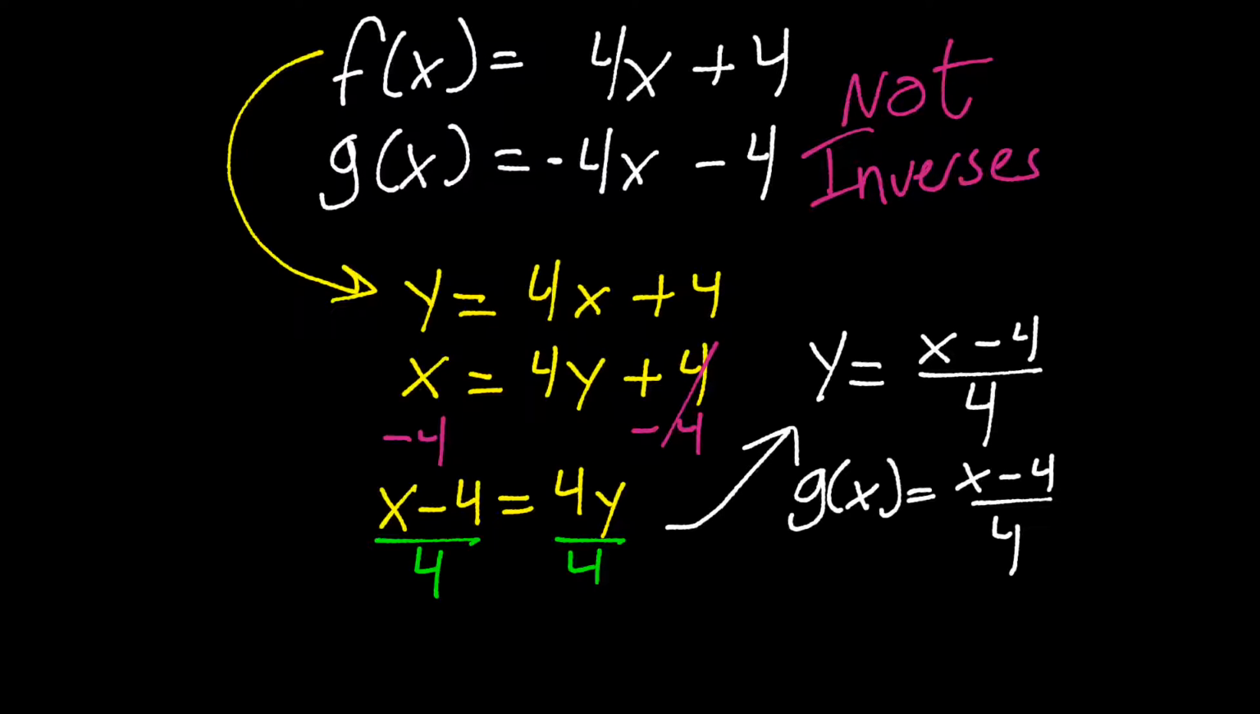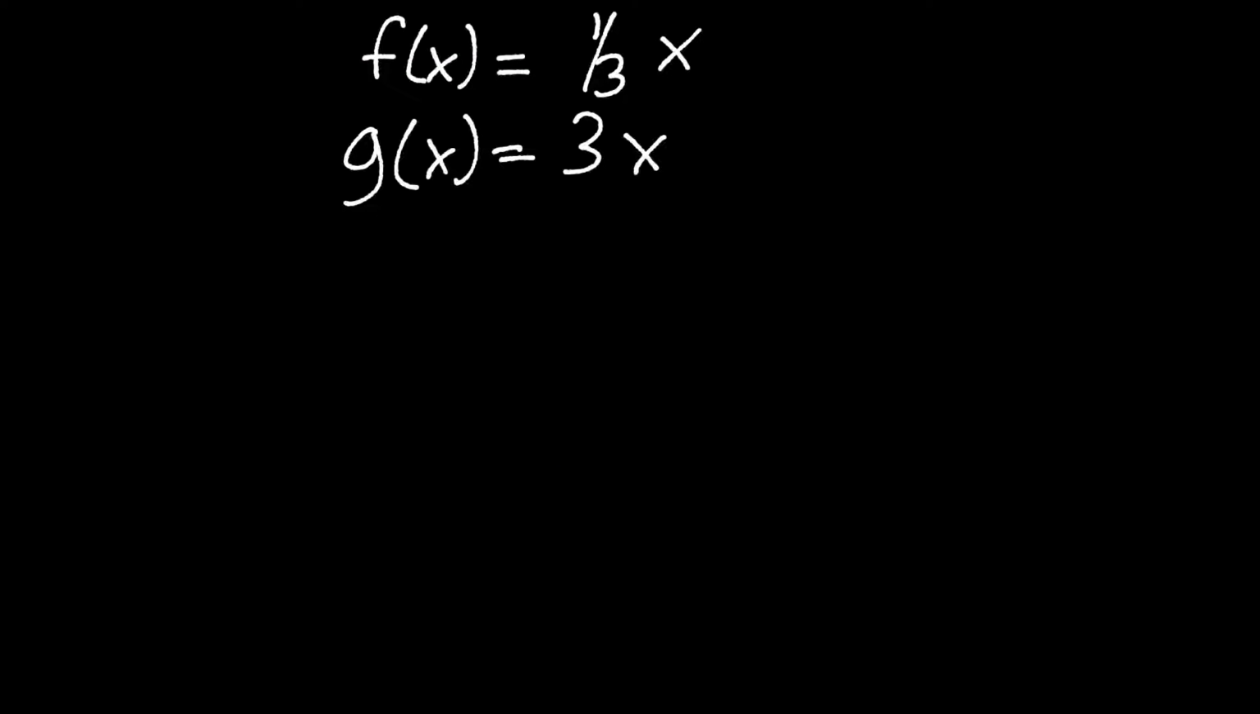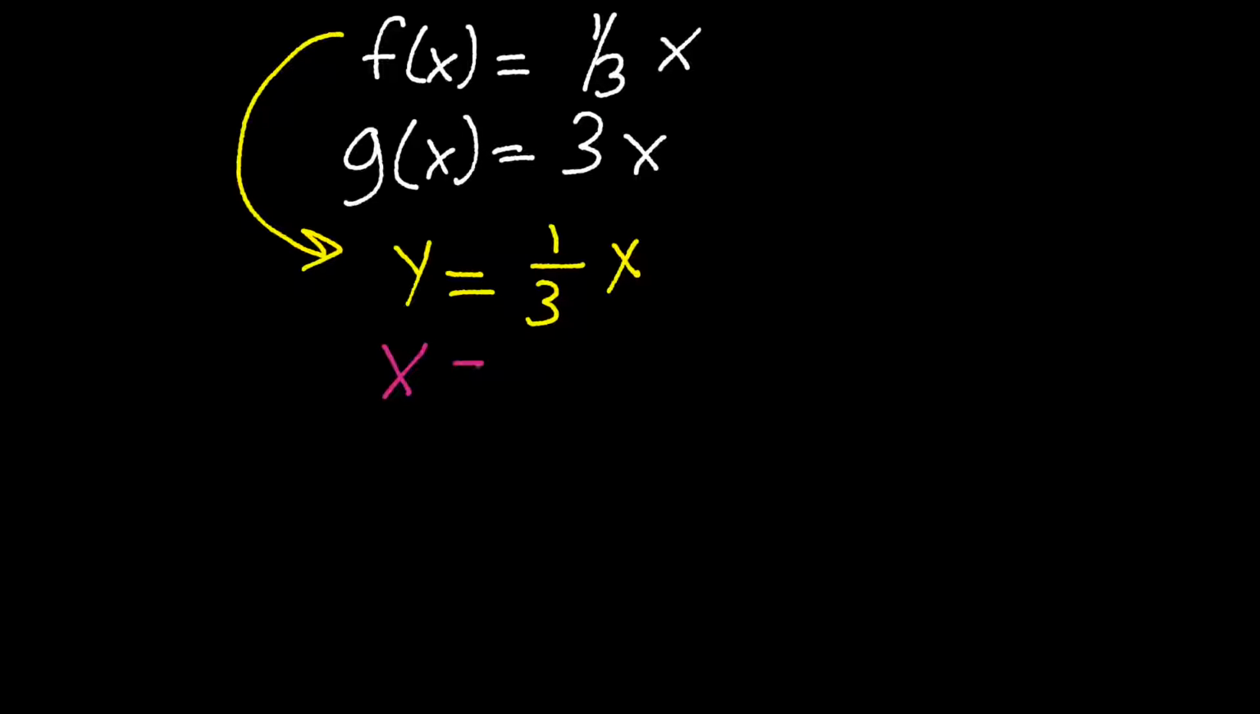Let's try another. Here I have the function f of x equaling 1/3 times x, and the function g of x equaling 3x. Just like before, we want to take one of our two functions, swap the variables x and y, and then solve for y. I'll take our function f of x and rewrite it as y equals 1/3 x. Swap my variables, so x equals 1/3 y. And now I have to solve for y.